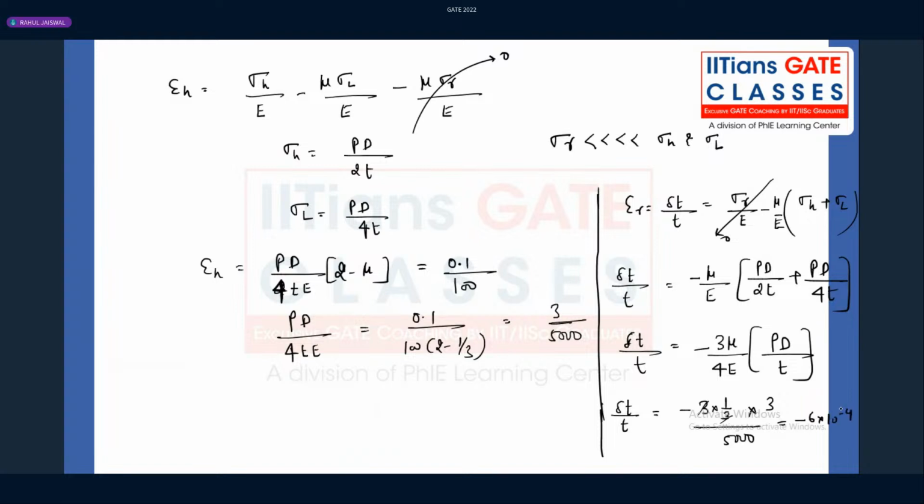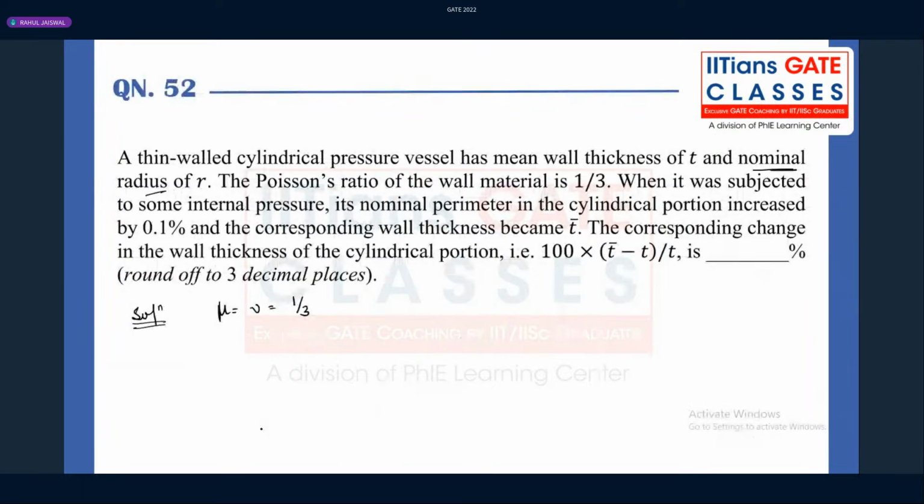But they are asking what, guys? Percentage. If you try to calculate in percentage, what you can get, guys? Minus 0.06 percentage. So how much of change is happening in the thickness? Thickness will reduce by 0.06 percentage. Right? So what should be the answer, guys? The answer must be minus 0.06. Minus is very, very important, guys. They are not asking only magnitude. They are asking the corresponding change in the wall thickness.